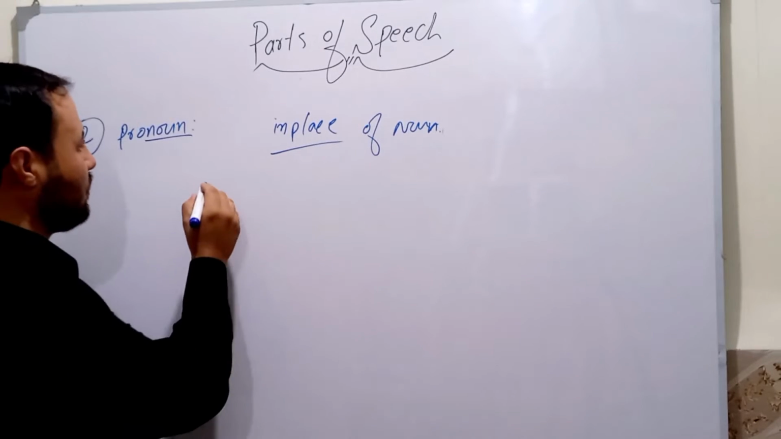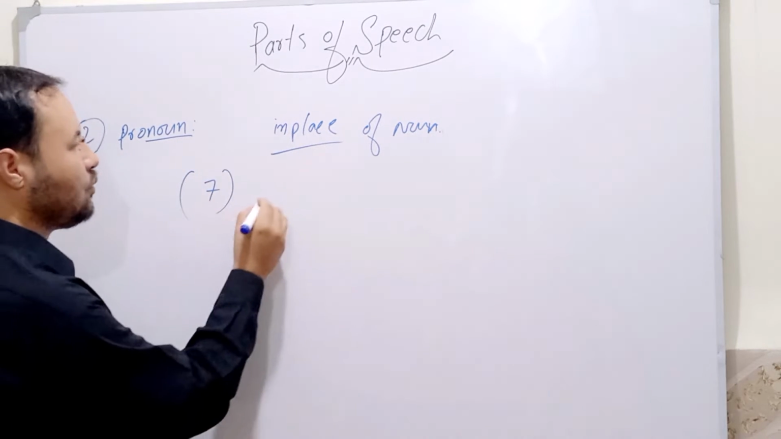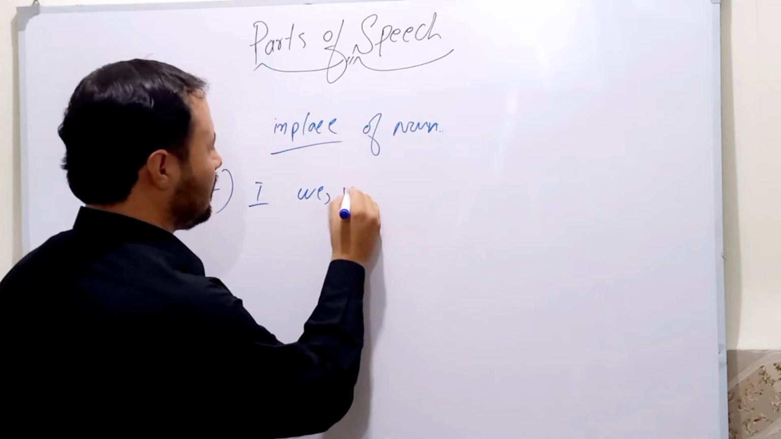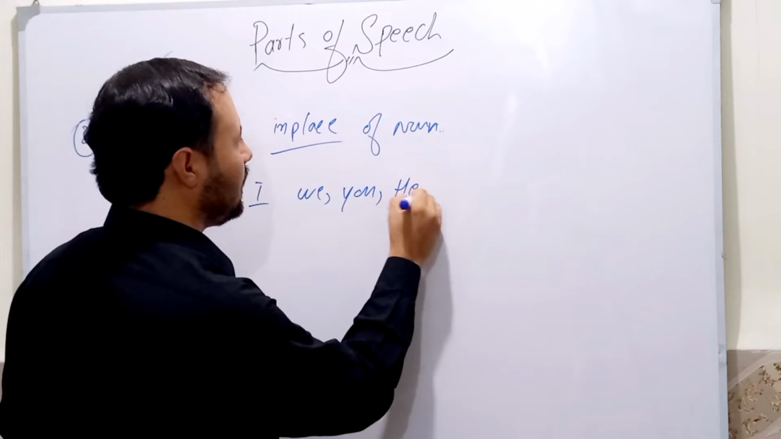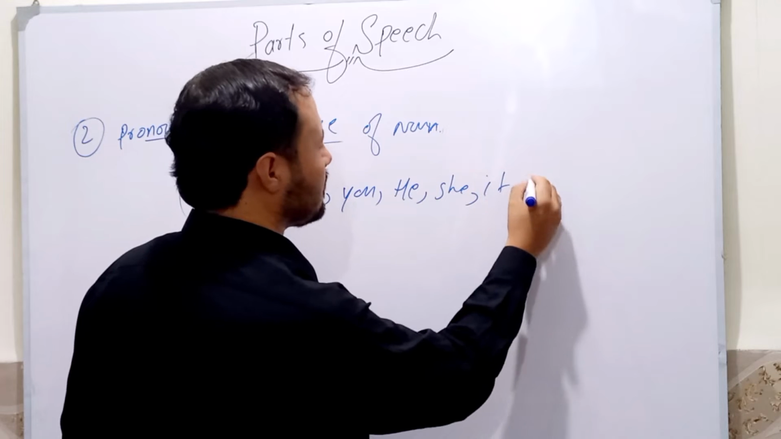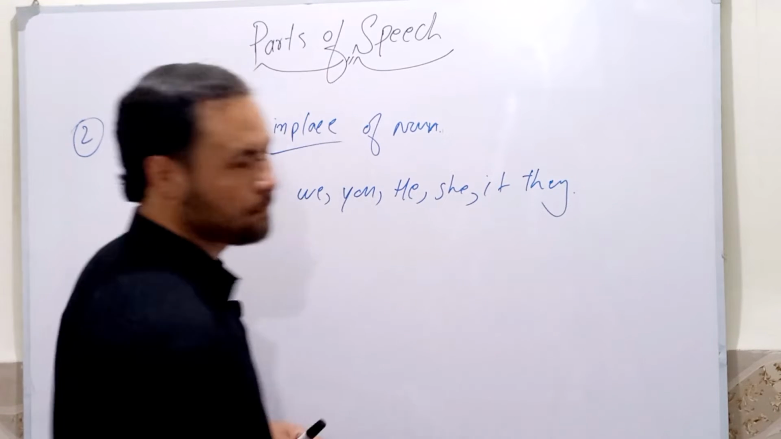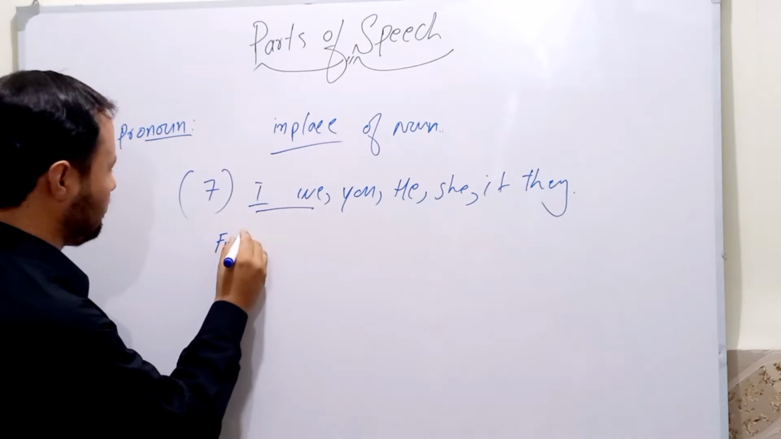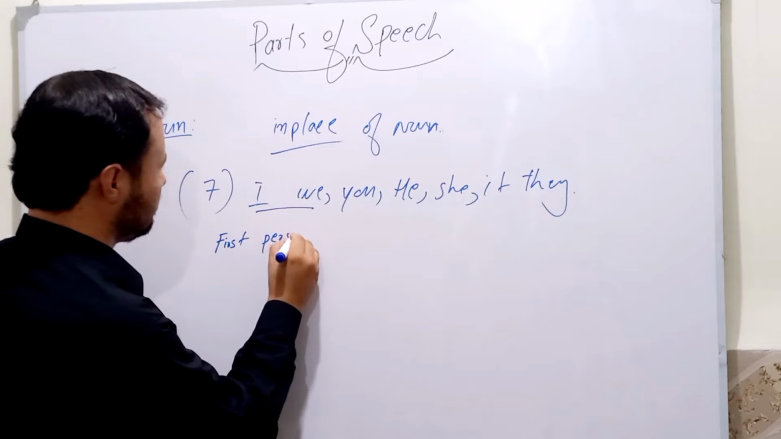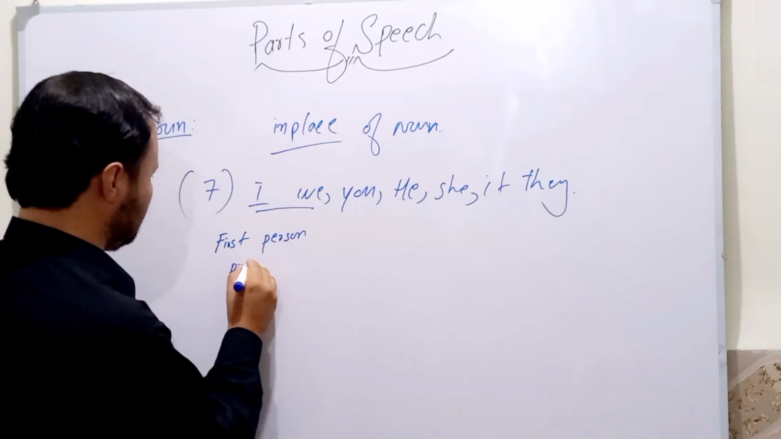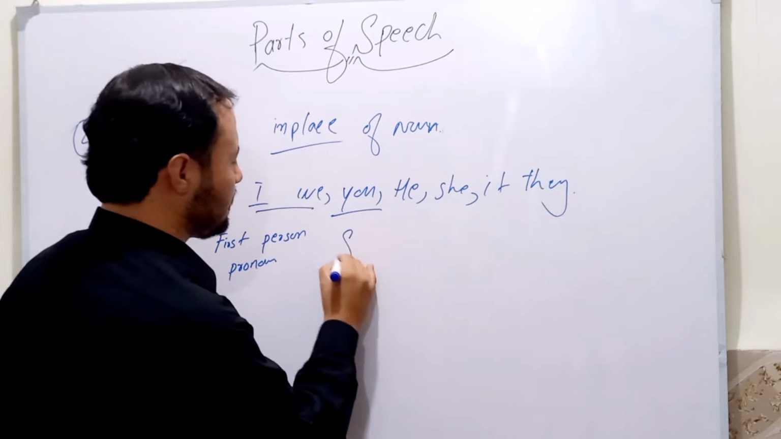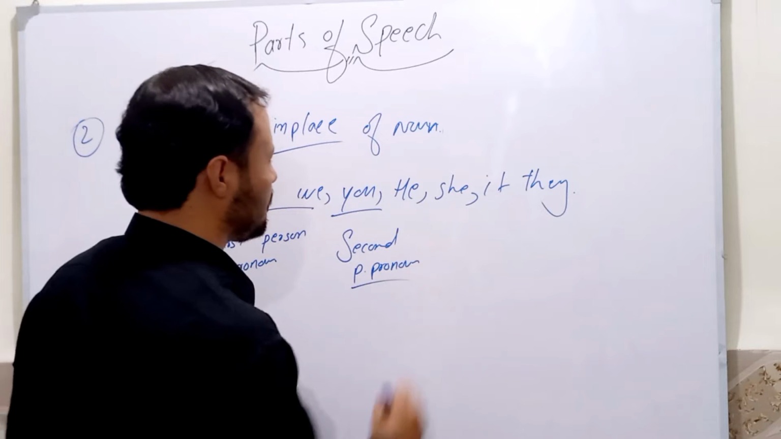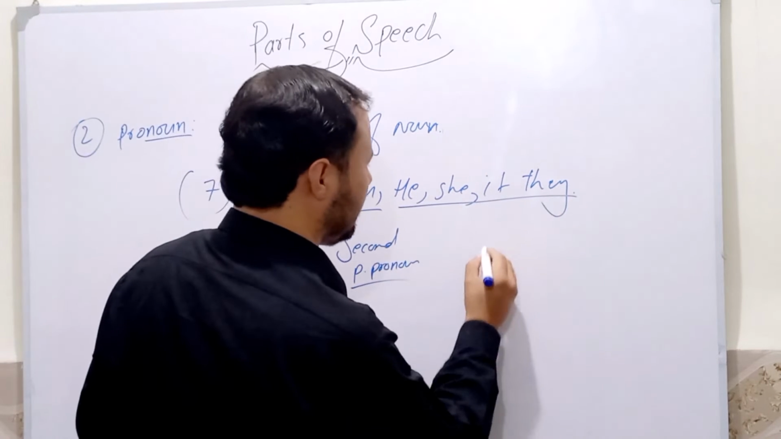Okay, so there are 7 pronouns. For example, I, we, you, he, she, it, and they. I and we are first person pronouns. You is a second person pronoun. Short form I've written P. And they are third person pronouns.